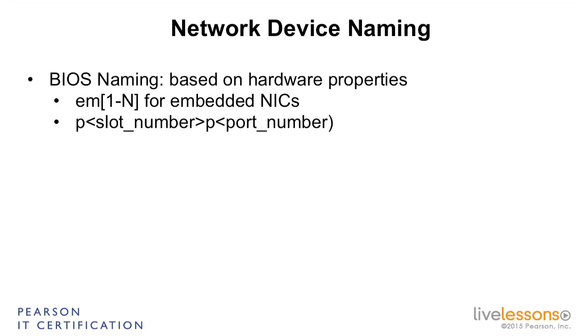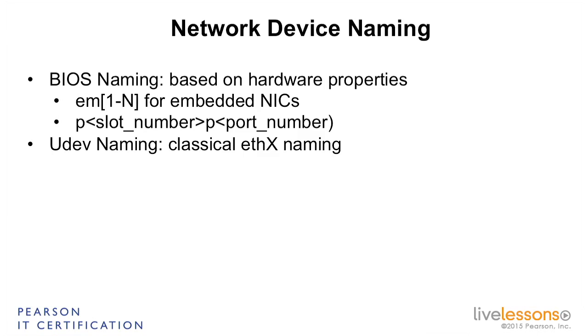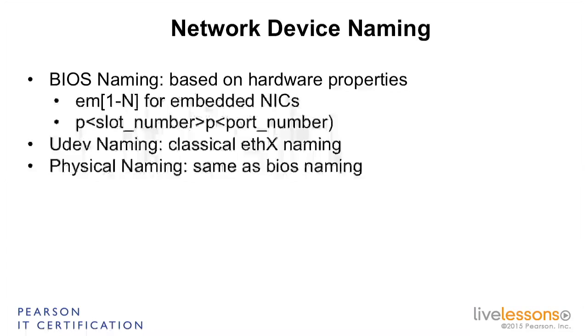Or you could find names like P followed by a slot number, P followed by a port number, for example P6P1, which is PCI slot 6 and port number 1 on that slot. Then there is UDEV naming. UDEV naming is the classical naming that is ETH0, ETH1 and so on. And then there is also the physical naming, which is the same as BIOS naming.